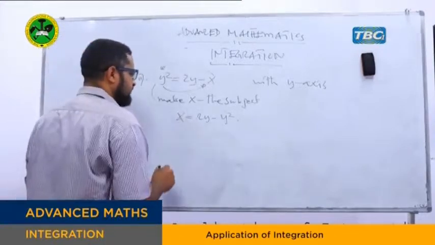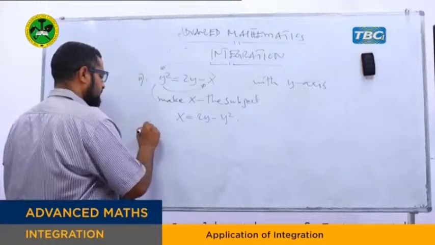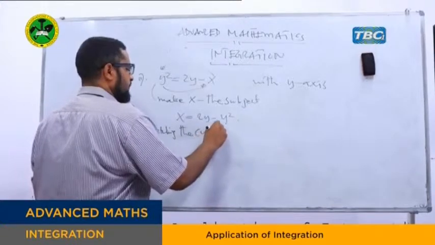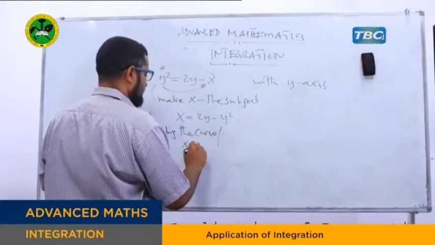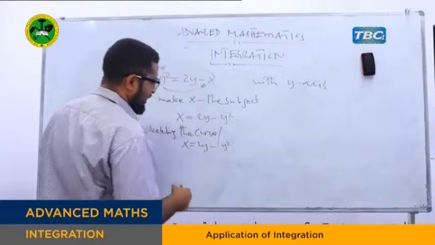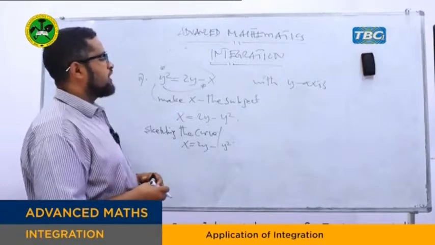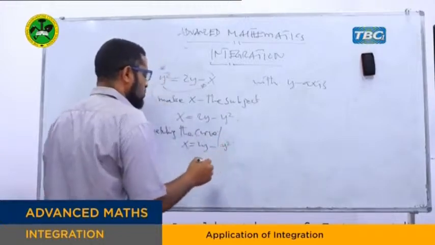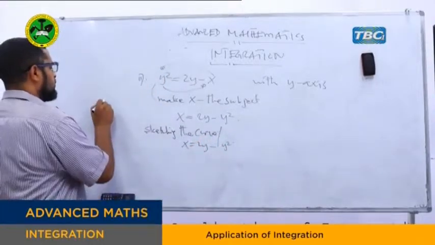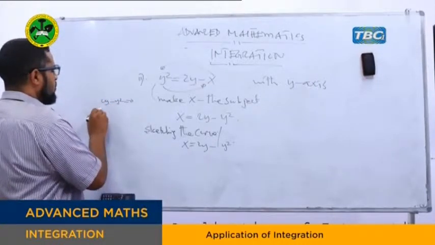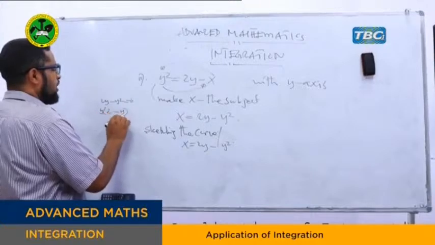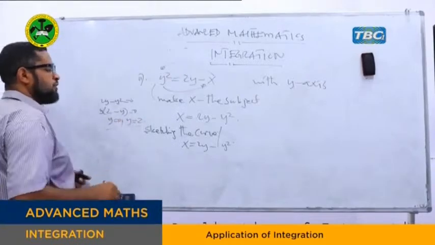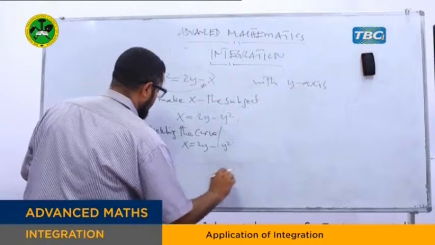Now, let's sketch the graph. Sketching the curve of x equal to 2y minus y squared, and let's see the nature of the curve. Again, you can equate to 0 so as to know which values you're going to include in your table. So take 2y minus y squared equal to 0. Here we have y times 2 minus y equal to 0. So y is equal to 0 and y is equal to 2.